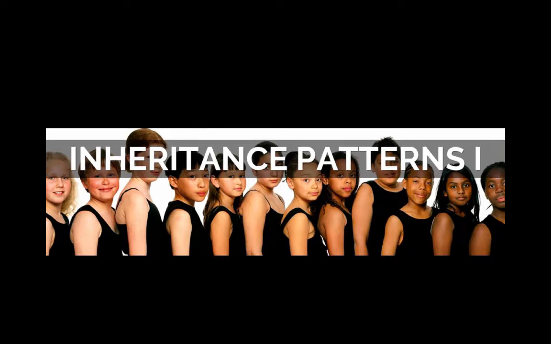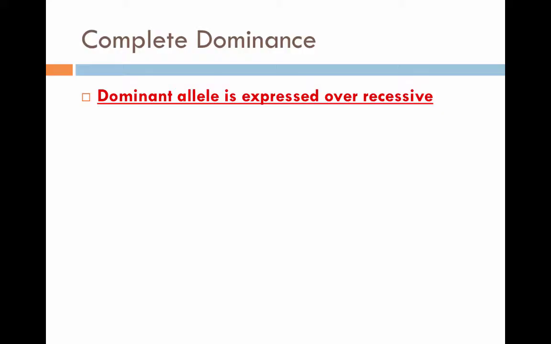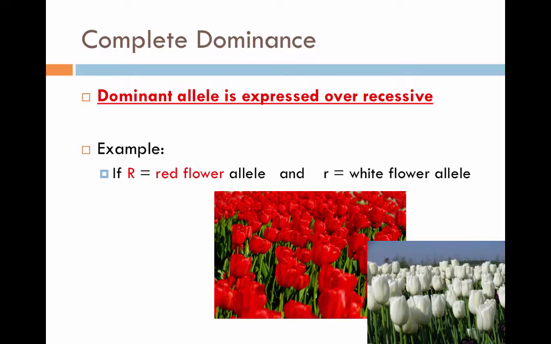So guess what? So far you've been doing really simple genetics problems, and now I'm going to make your life more complicated. What we have done so far has been complete dominance Punnett squares. All this means is that the dominant alleles are expressed over the recessive alleles. For example, if big R represents the red flower allele and little r represents the white flower allele, then big R big R would give a phenotype of red, big R little r would give a phenotype of red, and little r little r would give a phenotype of white. You all know this already.